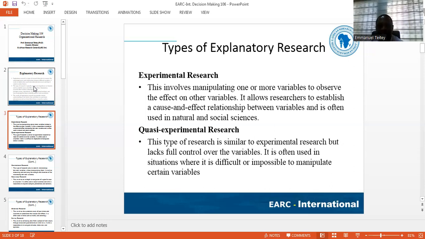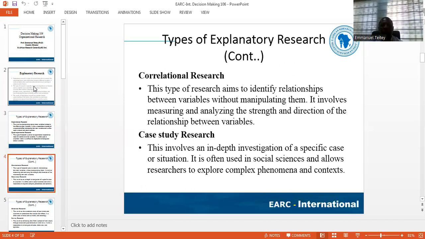Quasi-experimental research. This type of research is similar to experimental research, but lacks full control over the variables. It is often used in situations where it is difficult or impossible to manipulate certain variables. We are still on the types of explanatory research.